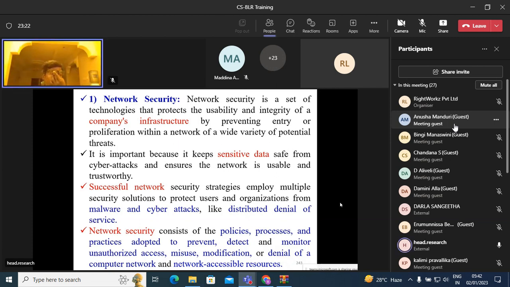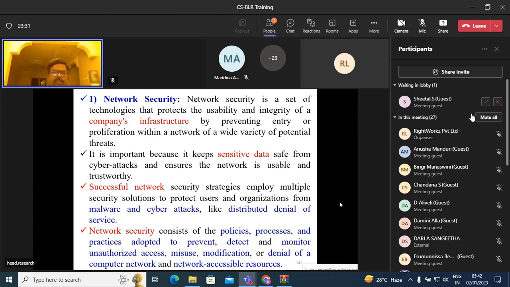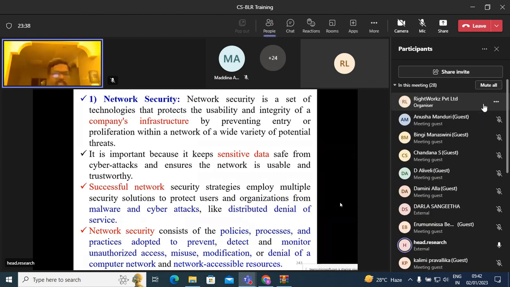Now see the definition: network security is a set of technologies that protects the usability and the integrity of a company's infrastructure. We need to protect the company's infrastructure by preventing entry or proliferation within a network of a wide variety of potential threats. There are various threats in the real-time environment, so in order to protect companies' data, infrastructure, and sensitive data, that is the aim of network security.